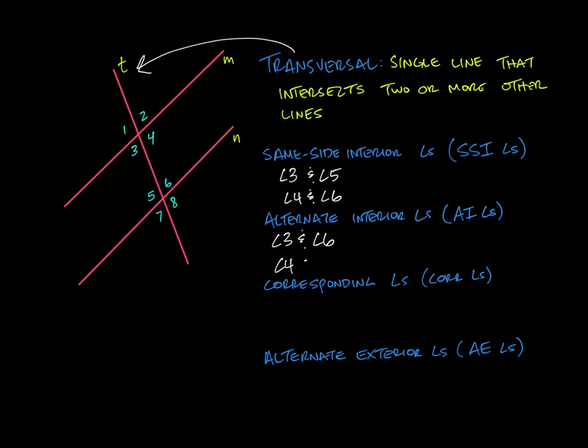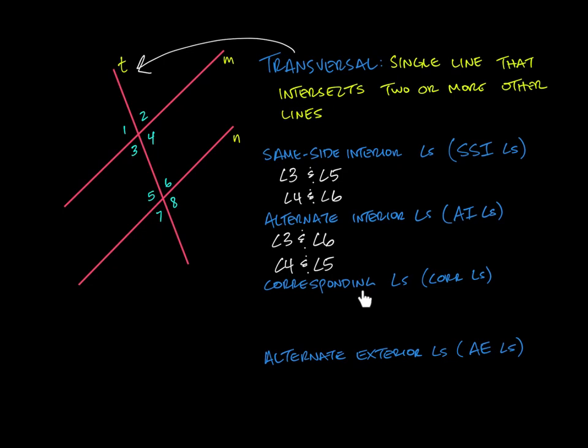If I look at angle 4, it is also in the interior space. It's on the right side of the transversal. But then if I look at angle 5, it is in the interior space on the left side of the transversal. So angles 4 and 5 also count as a pair of alternate interior angles.